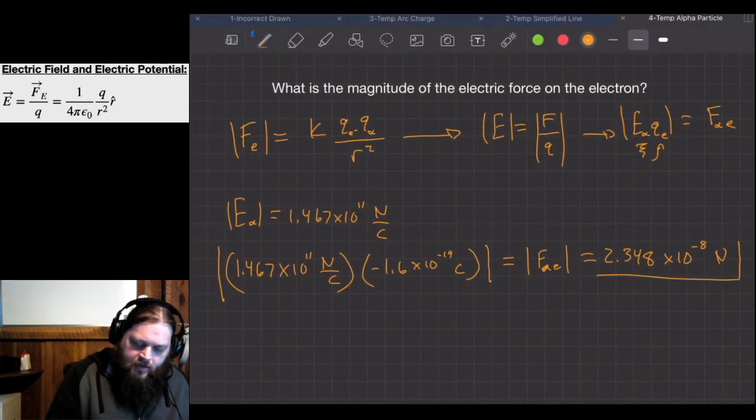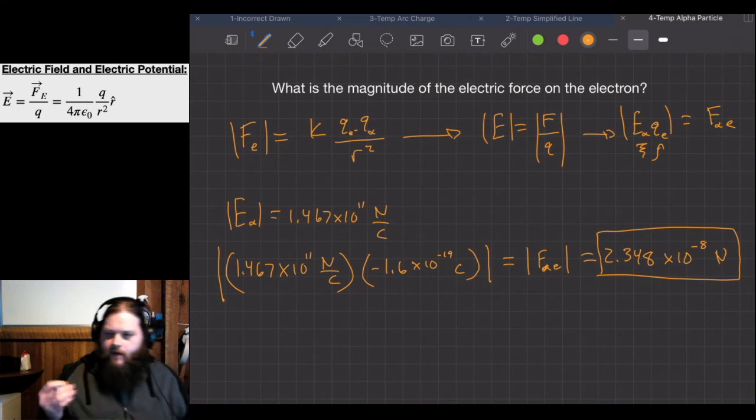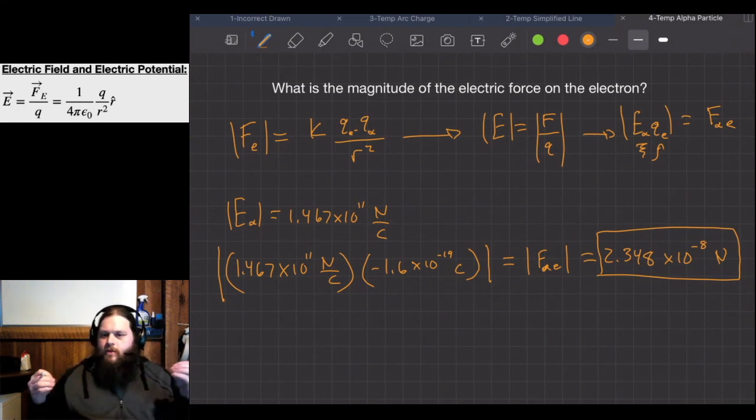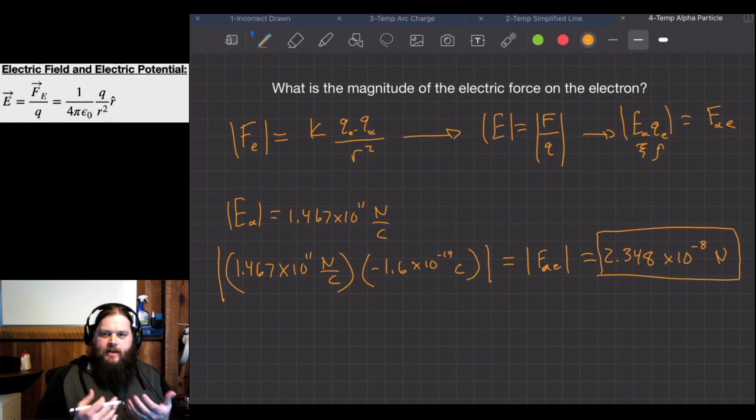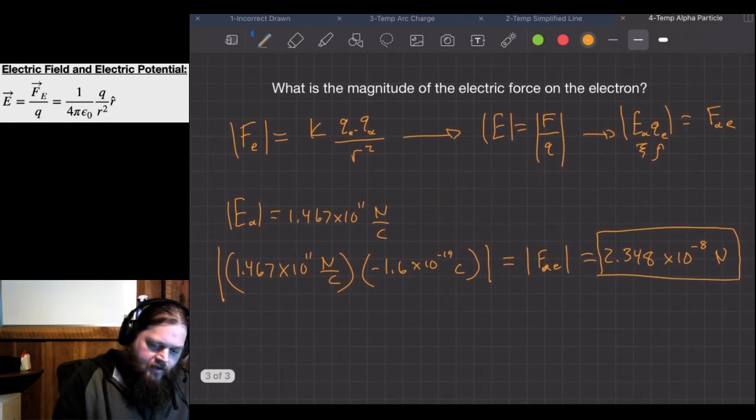So that's going to be the magnitude of the force of the alpha particle on the electron. And what would the direction of the force be, you might ask? Because it is a vector, it's going to have a direction, especially if we draw that free body diagram.